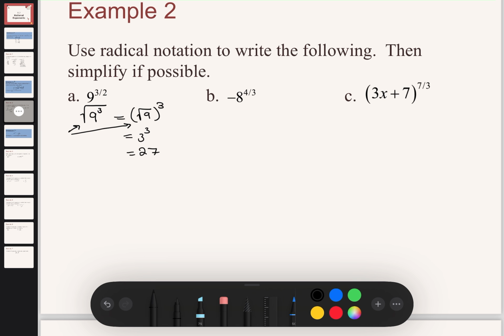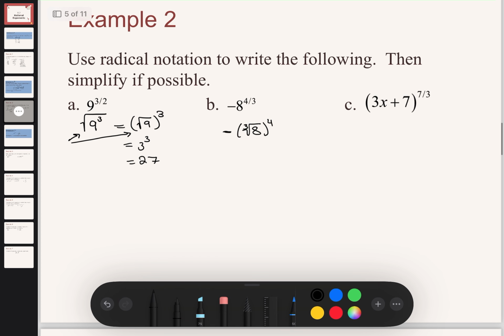So it's good for you guys to know both of these. What about this next one? I have negative 8 to the 4 over 3. Well, you could write this in 2 different ways here. But because 8 is a perfect cube, I think I want to deal with the cube first, okay? I'm going to leave this negative sign out front, and I'll explain that a little bit more in a second. I'm going to rewrite this like this. Negative cube root of 8 to the 4th power.